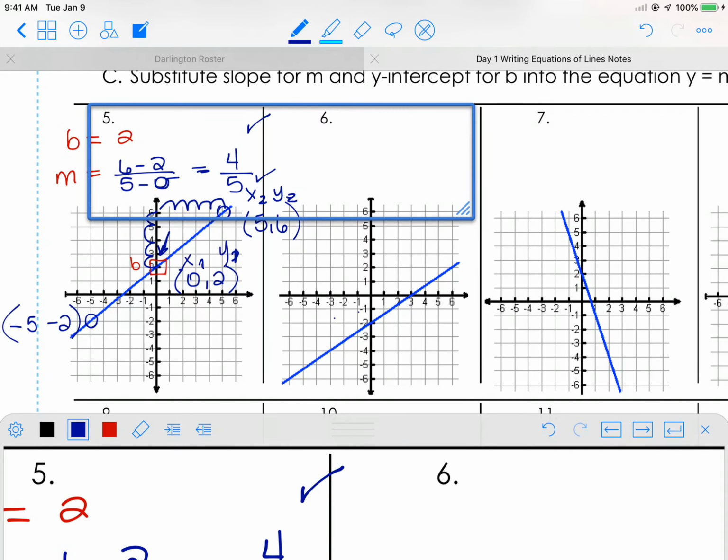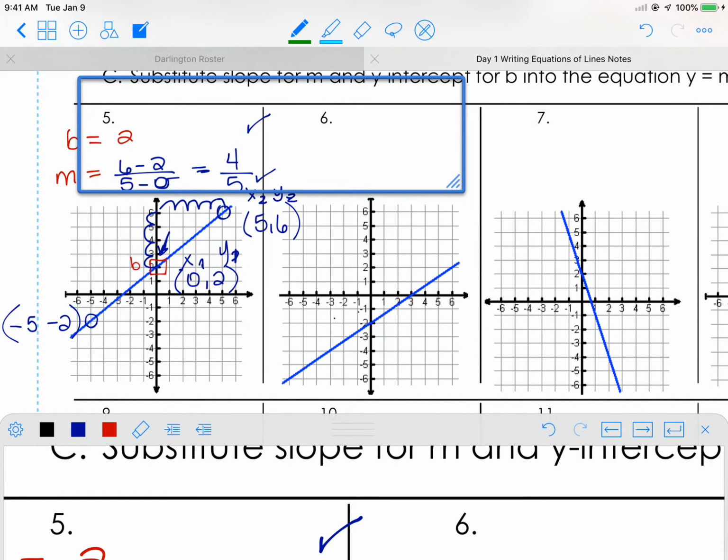So now we know our slope. We know our y-intercept. So let's go ahead and plug it in to y equals mx plus b. So y equals 4/5 x plus 2. That is the equation of our line. Our slope was 4/5 and our y-intercept was 2.